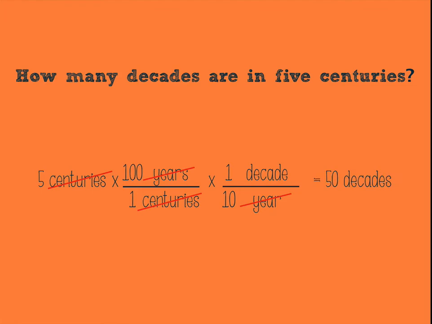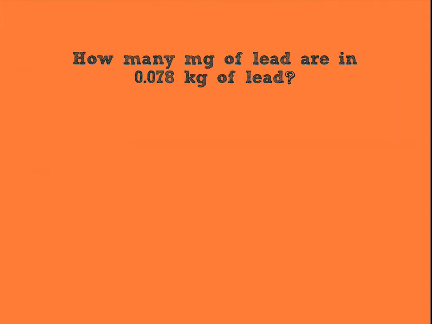Now you don't really need to put the ones in your calculator, but make sure the numbers on top are multiplied and the numbers on the bottom are divided. Let's try another. How many milligrams of lead are in 0.078 kilograms of lead?